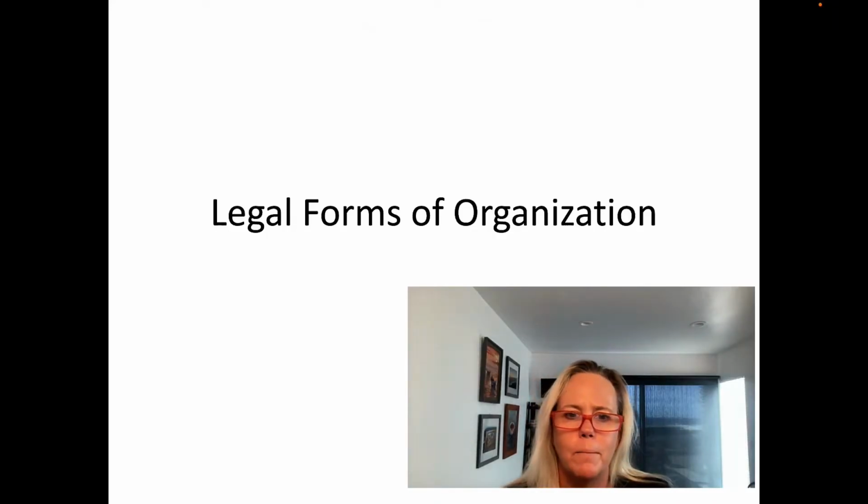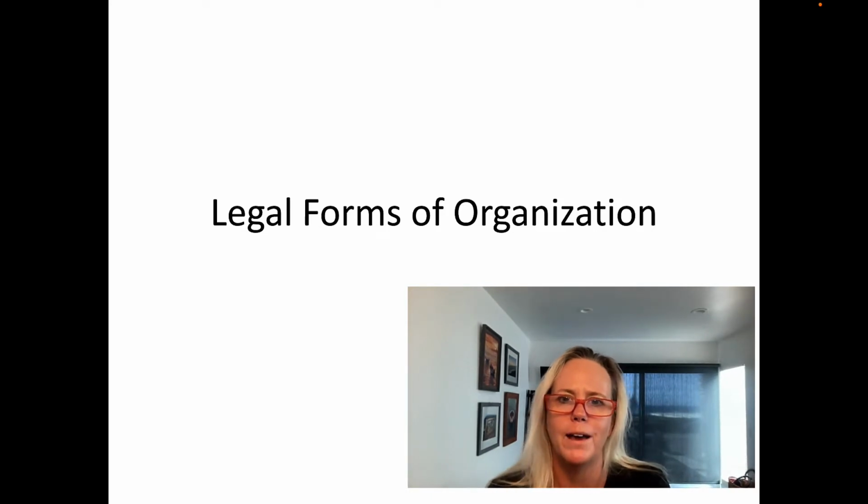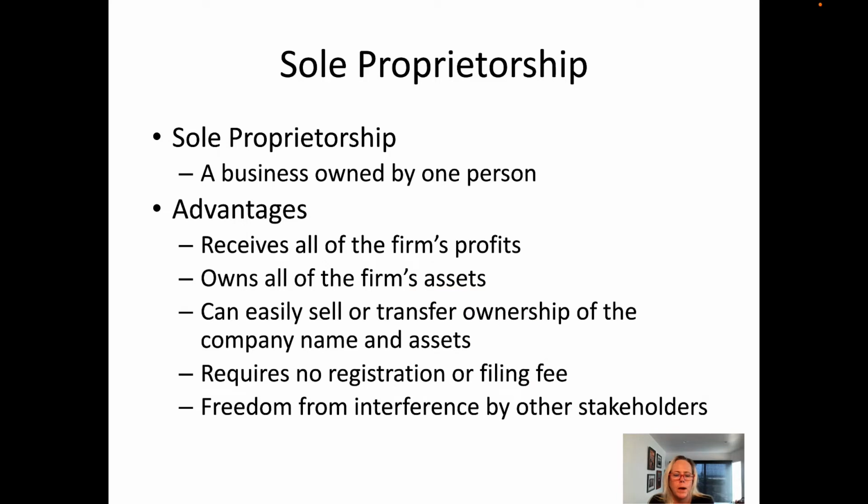Okay, let's talk about legal forms of organization, or how you organize your business from a legal standpoint. So by operation of law, most businesses are sole proprietorships. A sole proprietorship is simply a business that is owned by one person. If you just happen to start making products and start selling them, maybe you haven't even gotten your business license yet, always get your business license, you are by operation of law a sole proprietorship.